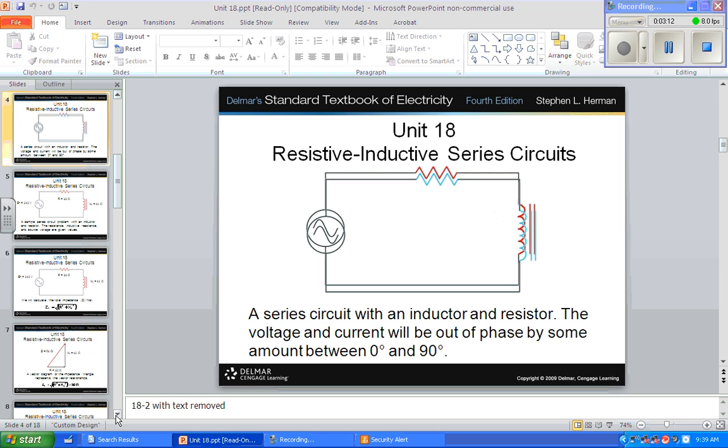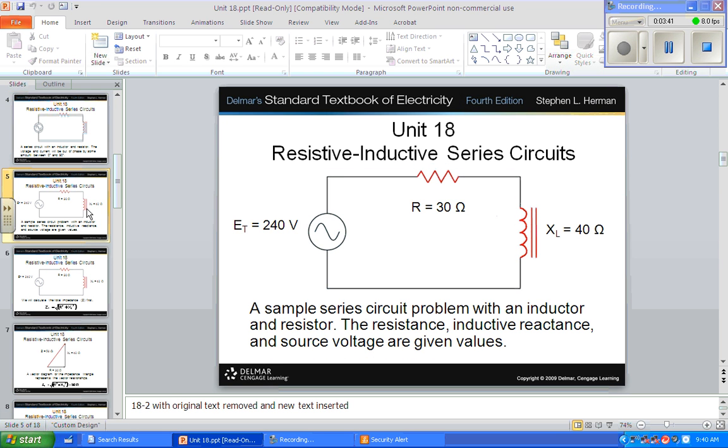Okay, resistive inductive series circuits. So a series circuit with an inductor and a resistor, the voltage and current will be out of phase by some amount between 0 and 90 degrees. 0 is completely in phase, 90 degrees is completely out of phase, right? Pure inductive reactance would be 90 degrees out of phase from the applied power. So that's not a big deal. Let's go to the next thing.